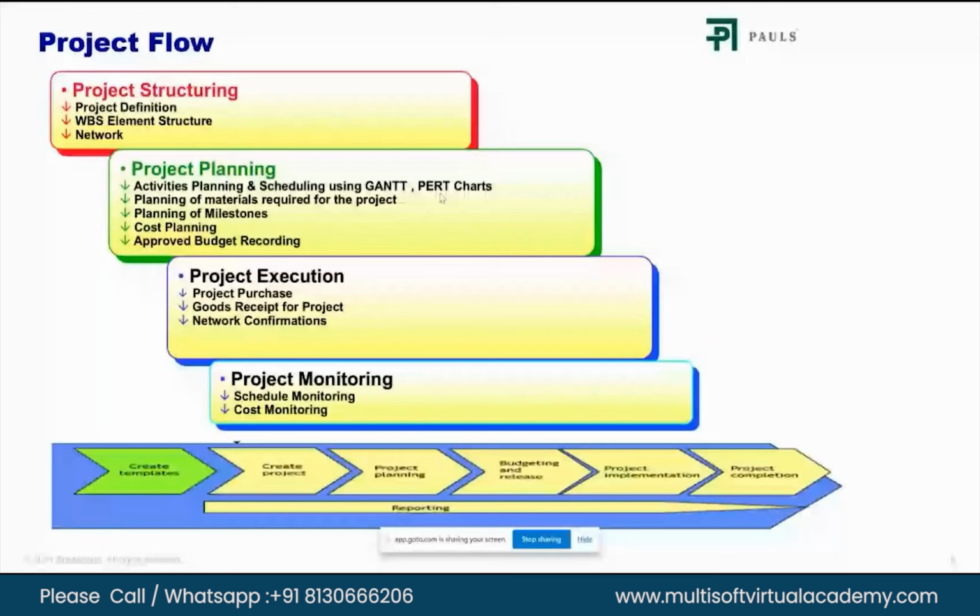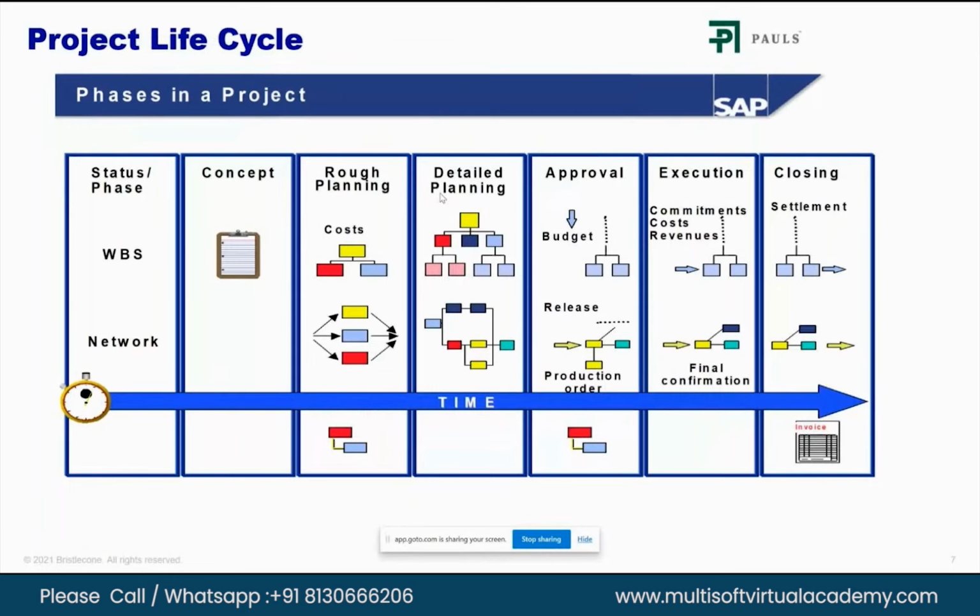So below is the flow chart, as we discussed this at the top of this slide, that first we create project, then we do project planning, then we do budgeting and we release the budget, then we start executing the project, that is project implementation, and last stage is project complete. This is also a similar way of showing project life cycle. We saw project process flow. Now you'll see project life cycle.